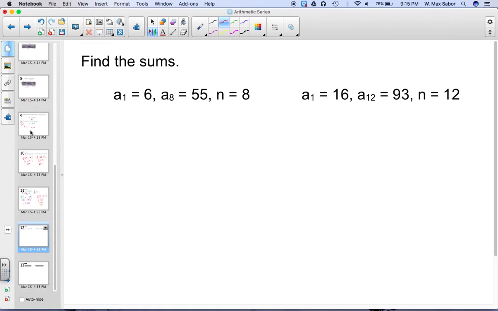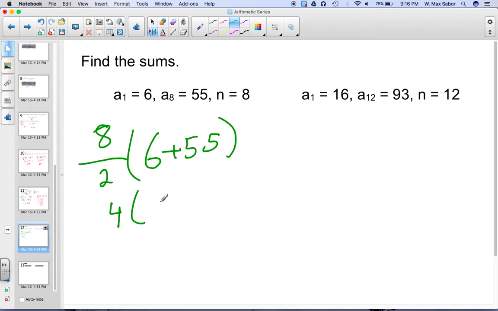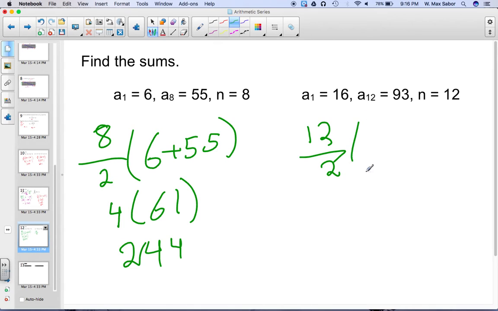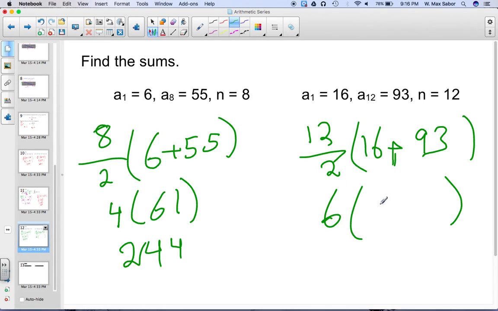Almost done. Let's find these sums. Well, here we're going from 6 to 55, and there are 8 terms. So we have 8 over 2 times 6 plus 55. This is the easiest when we are given what the first term is and what the last term is. 244. Here we have 12 terms. The first term is 16. The last term is 93. So we have 6 times 109. So 654.